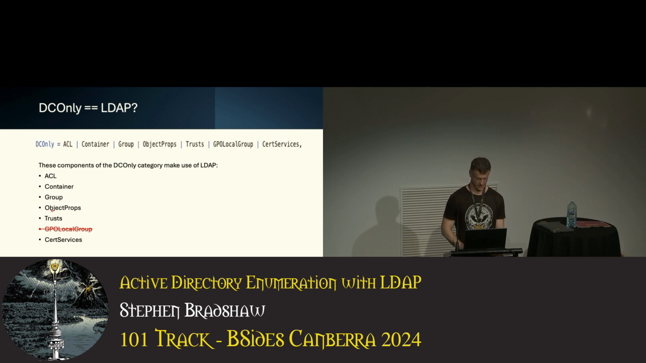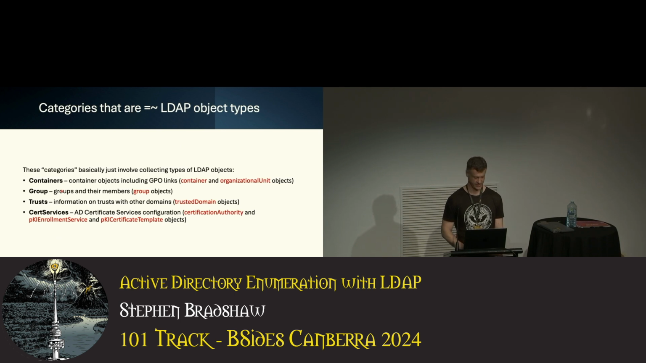Let's have a look at these in detail and see how they relate to LDAP. These four categories of collection basically just involve getting particular types of LDAP objects. We've got containers, which is getting container and organisational unit objects from LDAP. We have groups, which is getting groups and their members. We have trusts, which is information about trust relationships with other domains, that is the trusted domain objects. And we have cert services, which is about the configuration of certificate services. And those are these three objects.